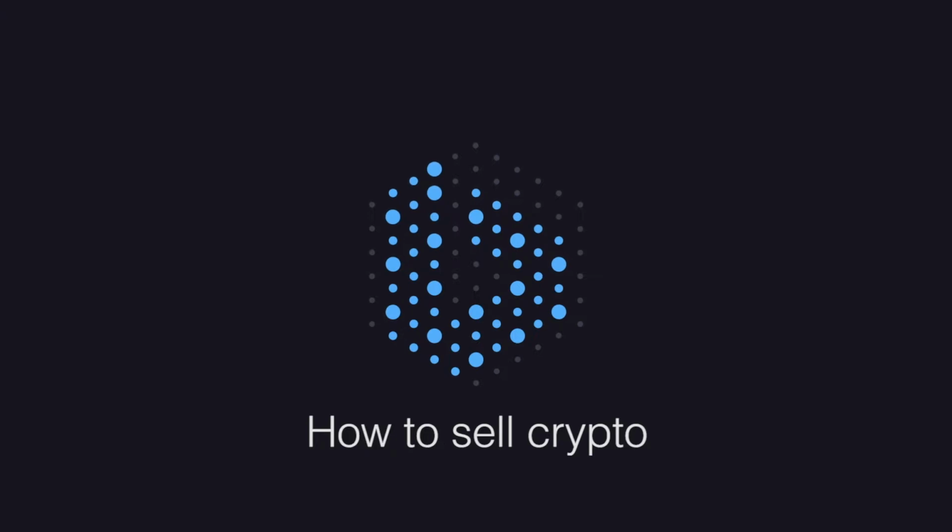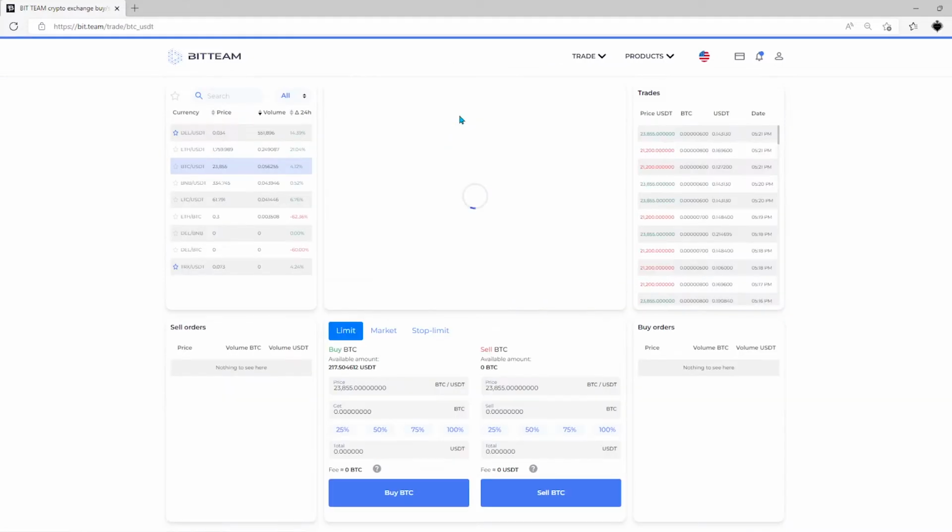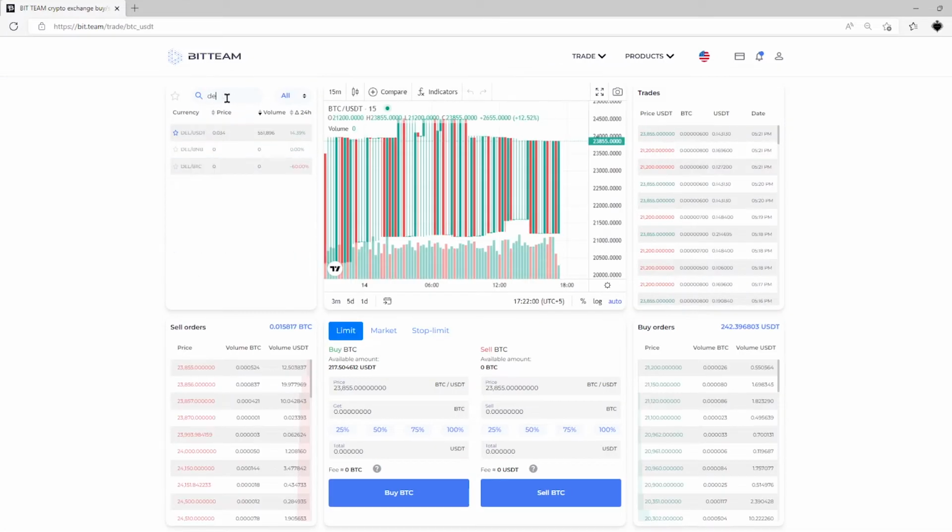How to sell cryptocurrency on the Bit.team exchange. On the main page, click Go to the exchange. In the search field, enter the cryptocurrency you need and select the appropriate trading pair.